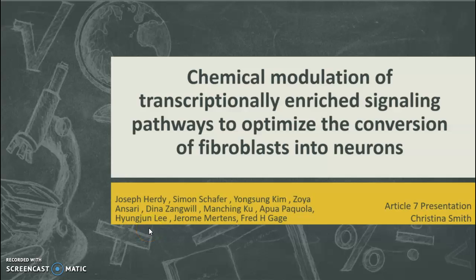Hello, my name is Christina Smith, and this week I will be discussing Article 7 presentation, which is the chemical modulation of transcriptionally enriched signaling pathways to optimize the conversion of fibroblasts into neurons. This was a collaborative study across the Laboratory of Genetics in La Jolla, California, the University Hospital Freiburg in Germany, the Lieber Institute for Brain Development in Baltimore, and the Institute of Molecular Biology in Austria.